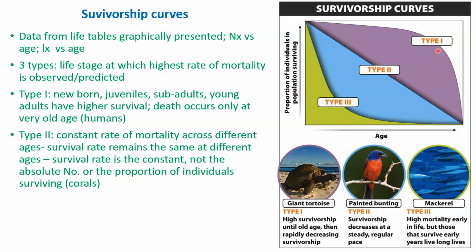Type 2 is when, as you can see in this one, the survival rate or mortality rate remains constant regardless of the age. Coral reefs are an example of that, and so are birds. Generally, because of the parental care and the smaller number of eggs produced, survivorship of the young is fairly constant. Egg hatching rate is fairly constant because of the incubation and the parental care.